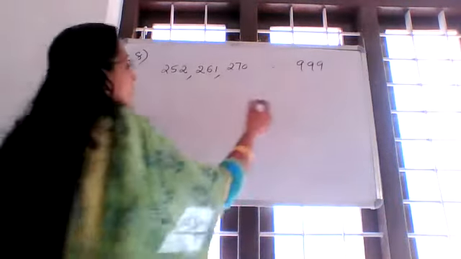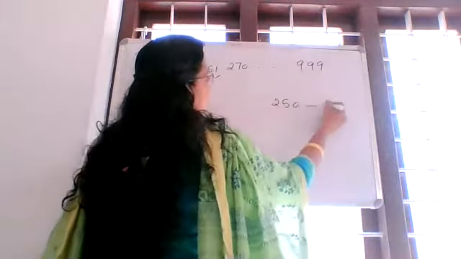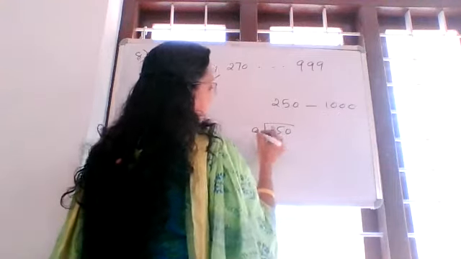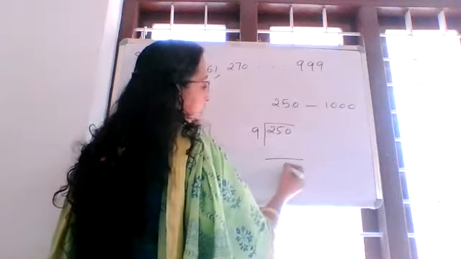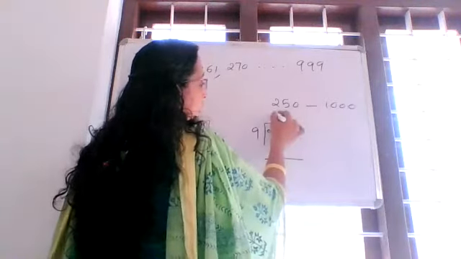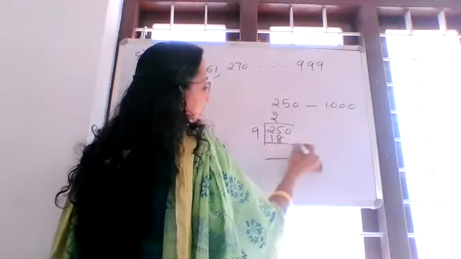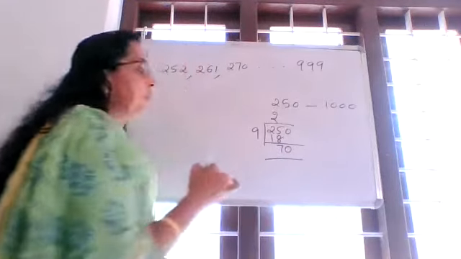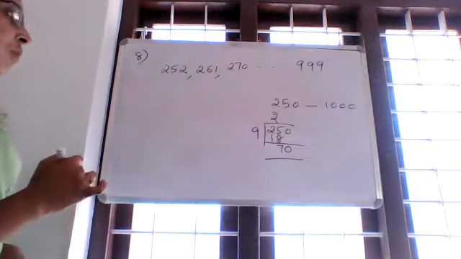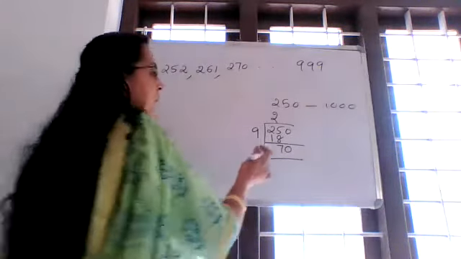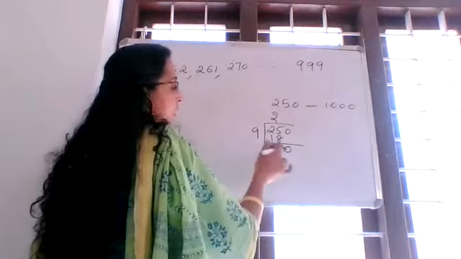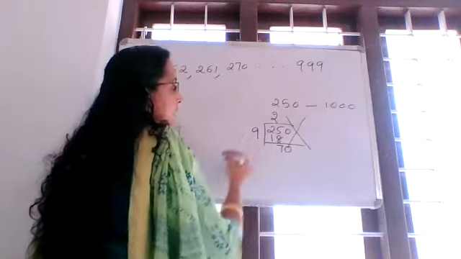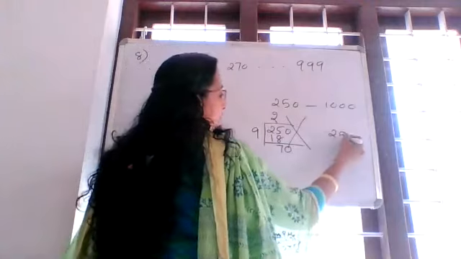So for you it is 250 to 1000. So 250 divided by 9, we can't divide that. Remainder will be there. 9 2s are 18, balance 70. Then how many times is it possible? It's not possible, so we will get a remainder. So don't take this. Next, 251.